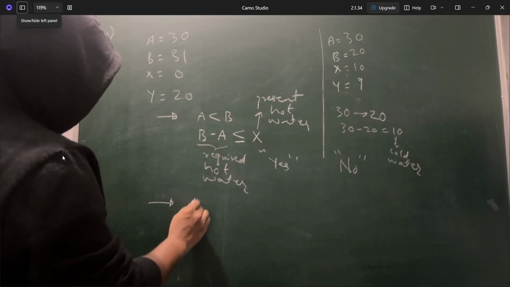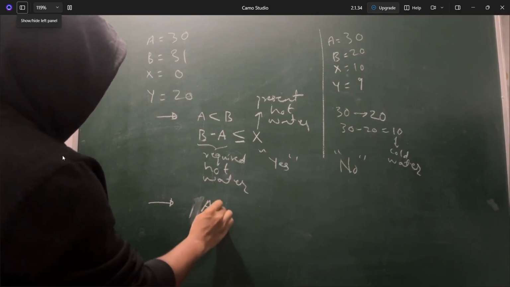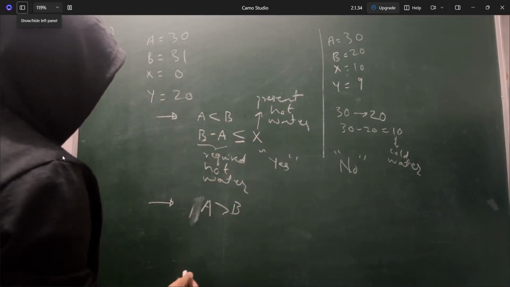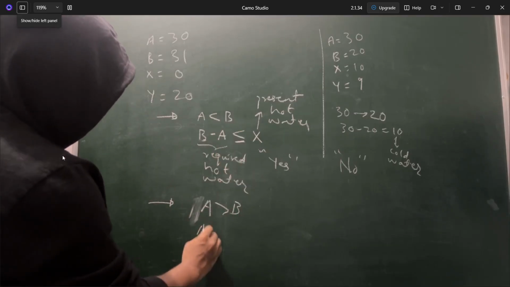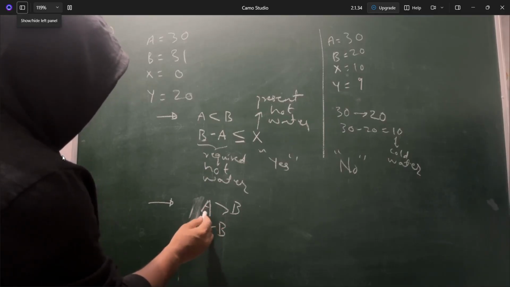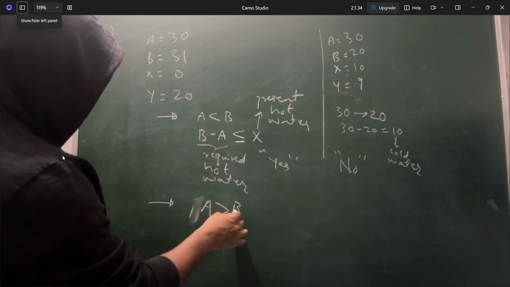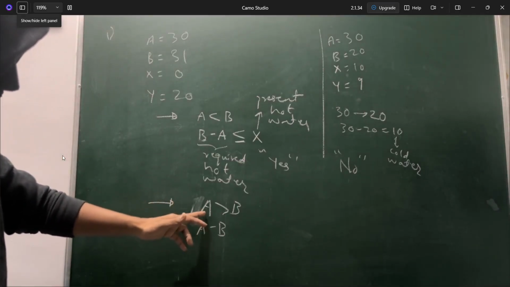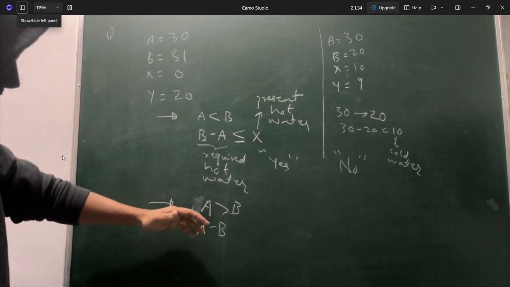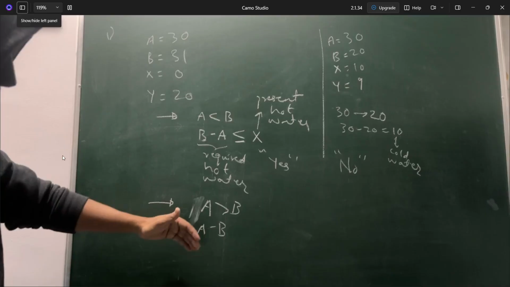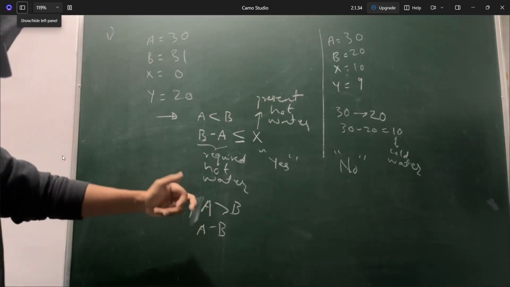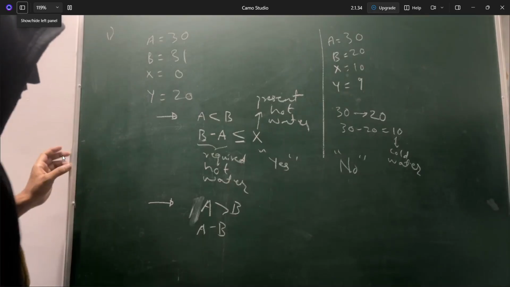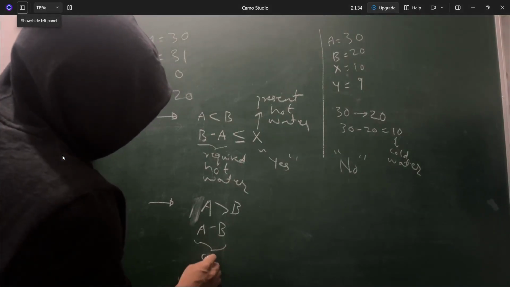One more condition was A greater than B, which means the initial temperature is greater than the final temperature, which means we'll have to add cold water. Now how many liters of cold water do you need to add? A minus B, because you have temperature A and you want to achieve B. So if you subtract, 1 liter of water will subtract 1 degree. So there is a 1 to 1 relation, liters of water to degree. That is why A minus B will give you the required cold water.